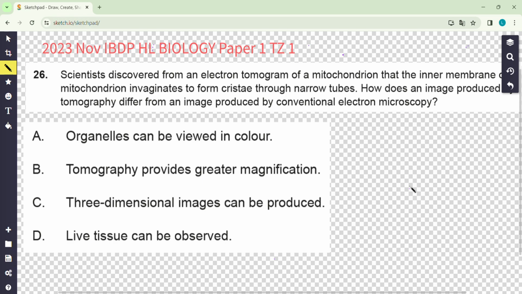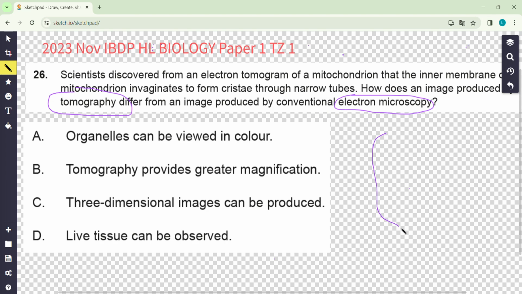Question 26. Look at the last sentence. Don't get distracted by the context. The last sentence asks about the difference between tomography and electron microscope. First of all, you have to remember what the difference between them is.